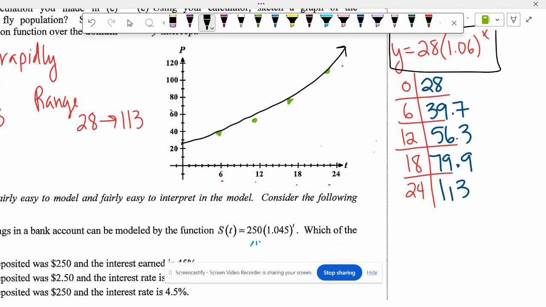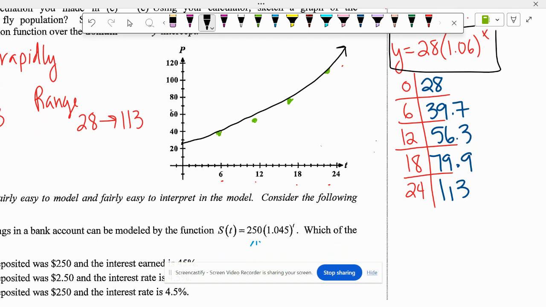Get the savings from the account being modeled by the function S(t) = 250(1.045)^t. Which is the following statement? Okay, so savings account, S of t over time, 250 times 1.045. Is it growing or is it decaying? It's growing. How do you know? Because b is bigger than 1.